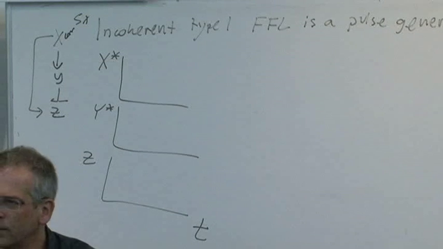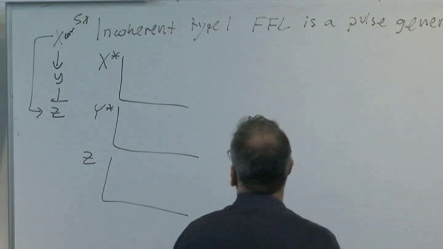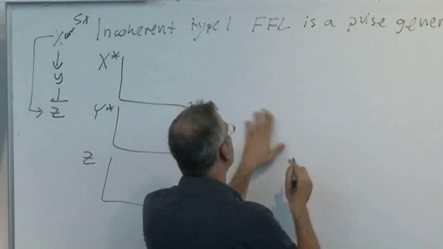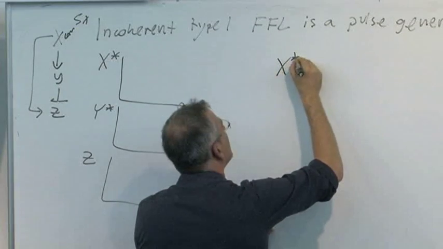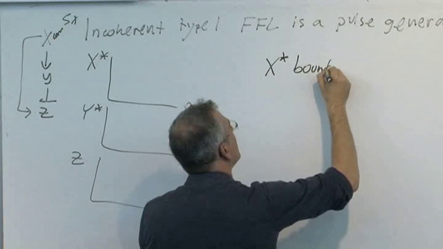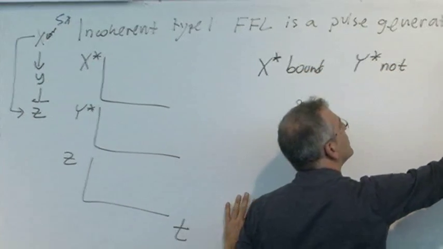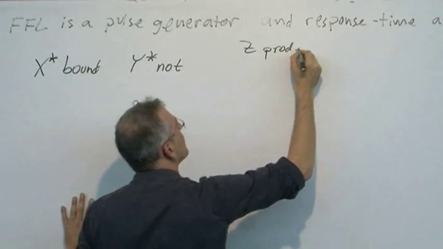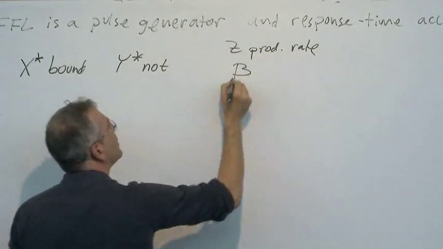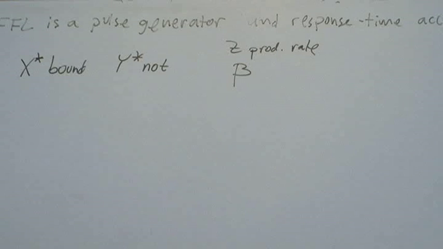So the typical situation is that if X star is bound, but Y star is not, the Z production rate is some high rate, beta. So that means when X binds, but there's no repressor, that's high transcription. When the repressor binds, it spoils the party.